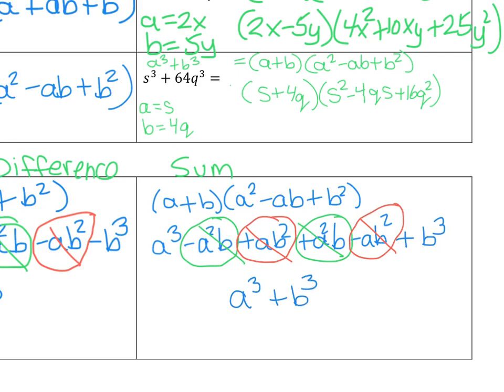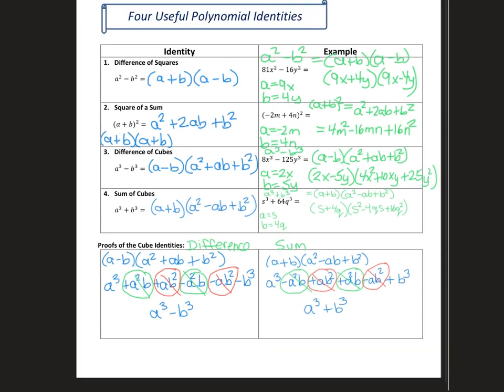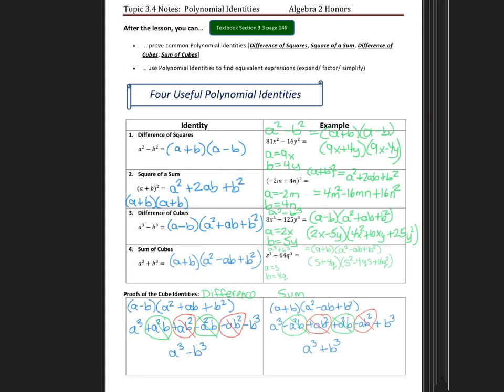So those are some proofs on these identities. And I hope this helps. What we're going to need to practice again is to try to go in reverse, to take something that's a larger, more complicated polynomial and break it down into its factors.